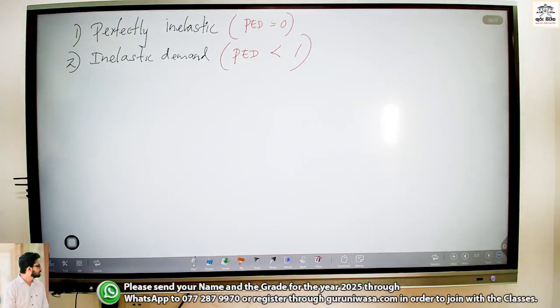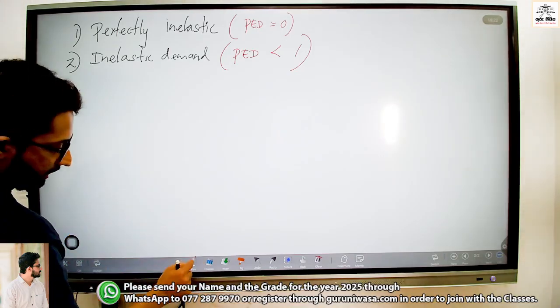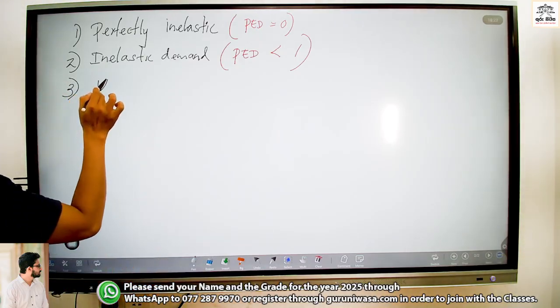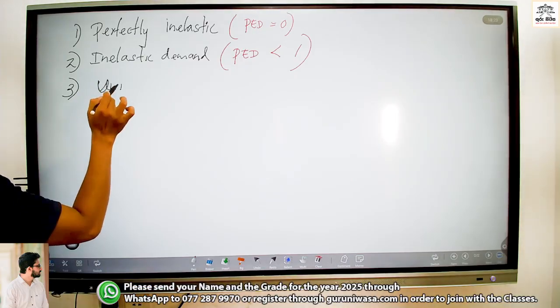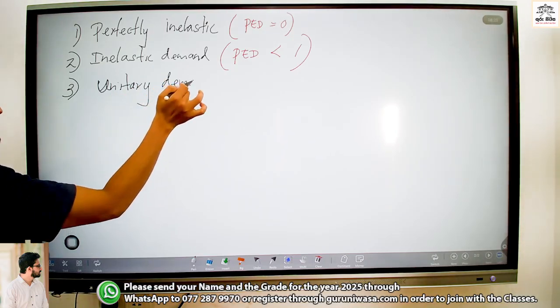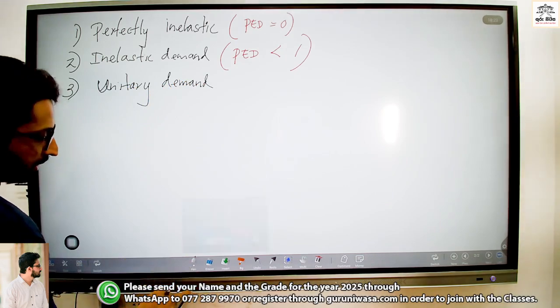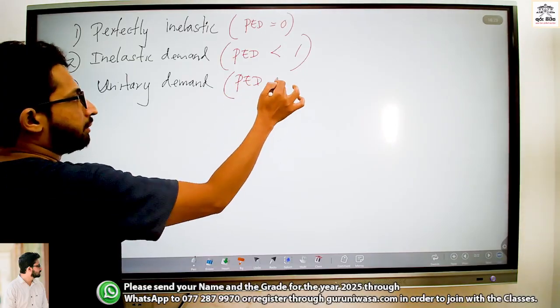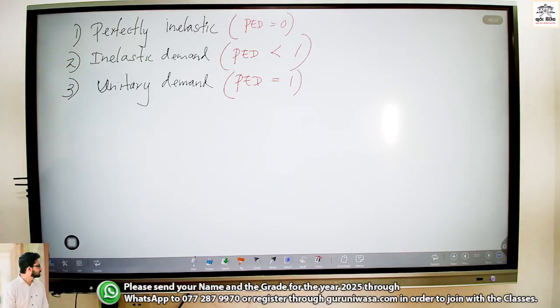Okay, third category is unitary elastic. Write down: unitary demand, or you can say unitary elastic. Unitary demand means PED value is exactly 1. Can you remember last calculation, when moving from B to C? PED value was 1. If PED value is 1, that product is called a unitary demand product.